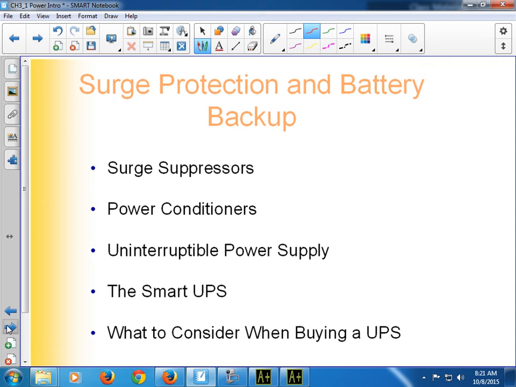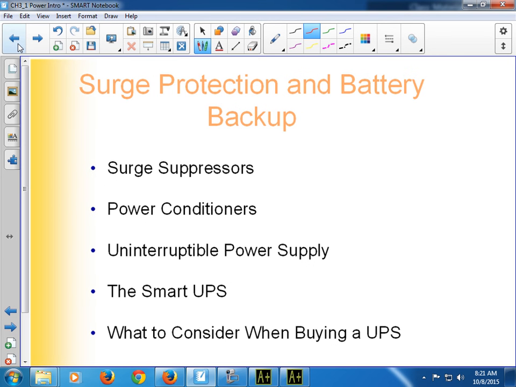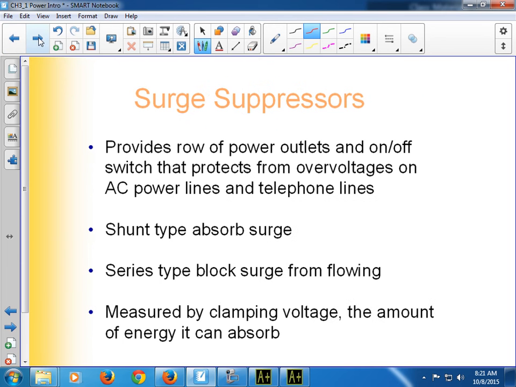Okay. The first one is, well, this is the whole list. I think I go through it separately later. There we go. So this is the list of them, and we're going to talk about each one of these, so you don't have to write down the list. We'll go through each one. Okay. The first one is called a surge suppressor.